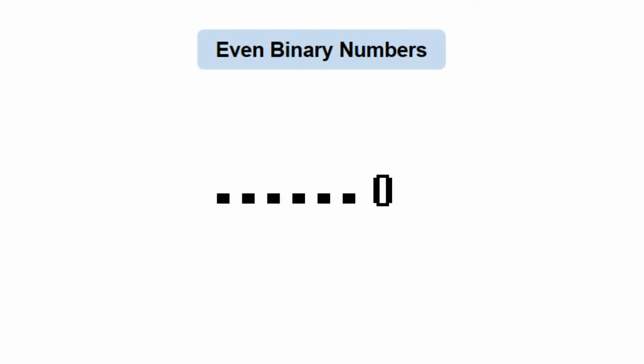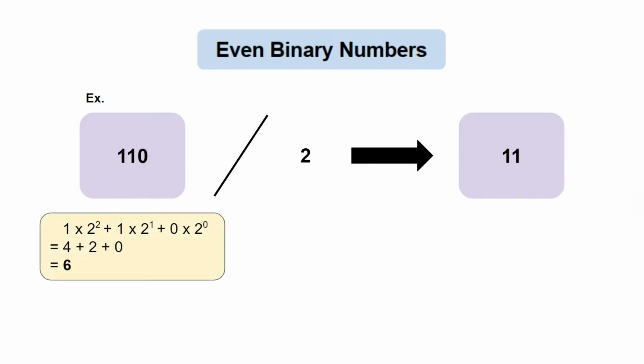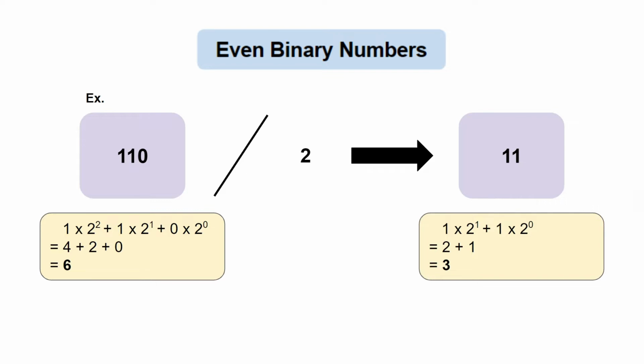To divide an even binary number by 2, we only need to chop the last digit off. For example, 110 divided by 2 is 11. Since dividing by 2 means subtracting 1 from each power of 2 in 2 to the power of 2 plus 2 to the power of 1, which gives 2 to the power of 1 plus 2 to the power of 0. That is 11 in binary.